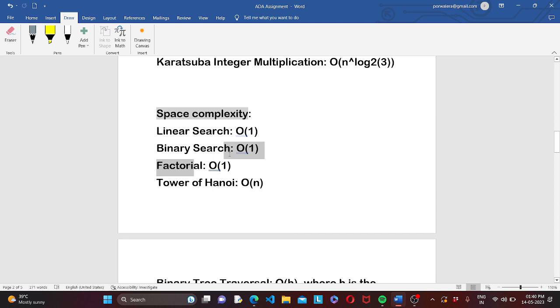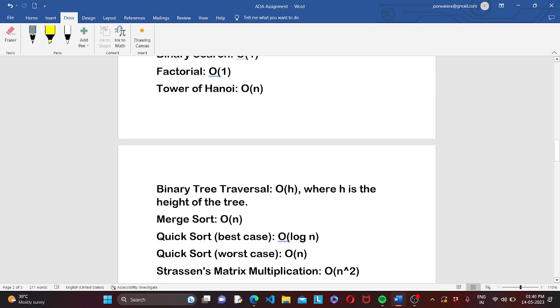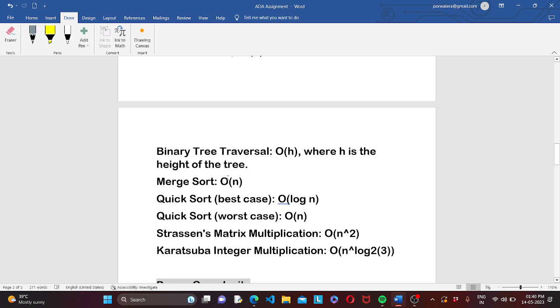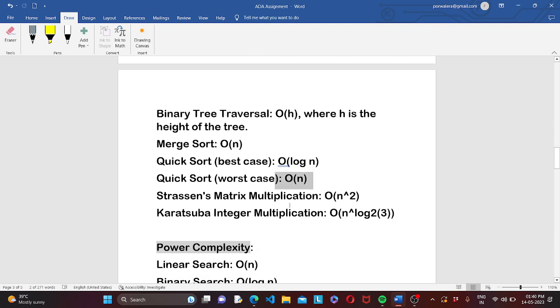For factorial also it is O of 1. Tower of Hanoi, it is O of n. Binary tree traversal, it is O of h, where h is the height of the tree. Merge sort is O of n. The quicksort best case O of log n. Quicksort worst case O of n. Strassen's matrix multiplication, O of n power 2, and integer multiplication, O of n power log 2 by 3.